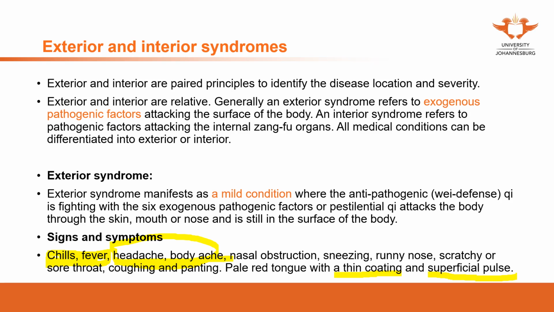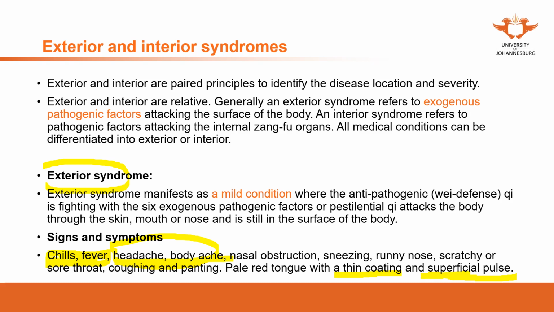A thin coating, what's the color? A thin white or thin yellow? What's the color of the coating in an exterior syndrome? It can be white or yellow. A thin white coating means the cause is wind cold. A thin yellow coating means the cause of this exterior syndrome is wind heat. So as you can see here, we combine the characteristics of coldness and heat together. So a thin coating indicates the exterior syndrome, no matter yellow or white.